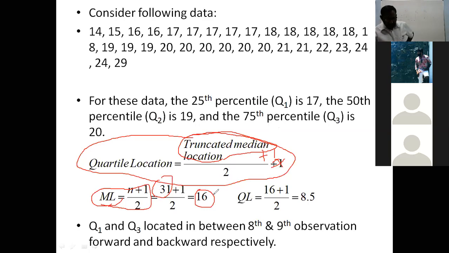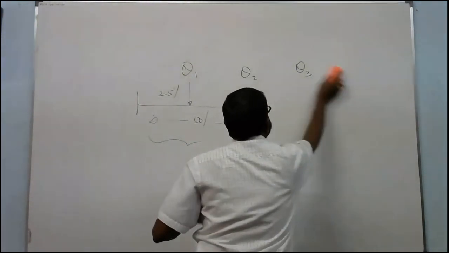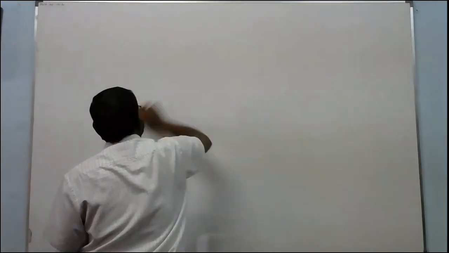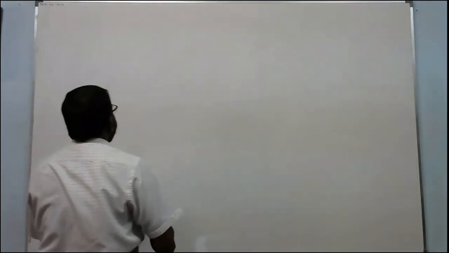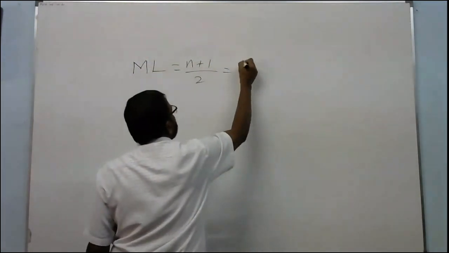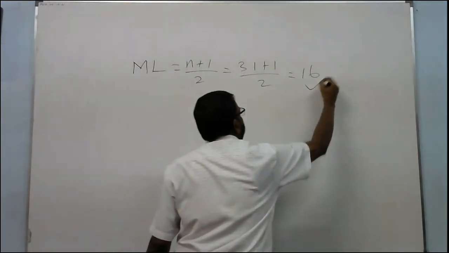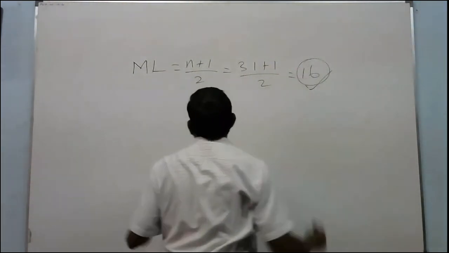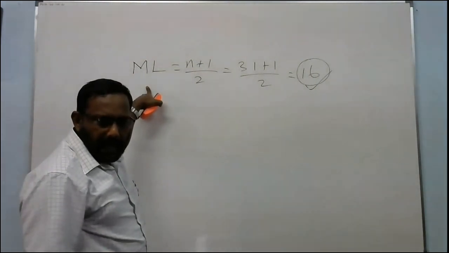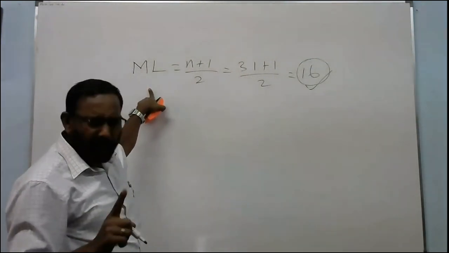Right. Now, what is the truncated median location? Median location is 16. In our example, I will just show you. Median location is n plus 1 divided by 2, which is 31 plus 1 divided by 2, so that is 16. Okay, no problem. So this is called the median location. In our quartile location formula, we talked about truncated median location. What do you mean by truncated?